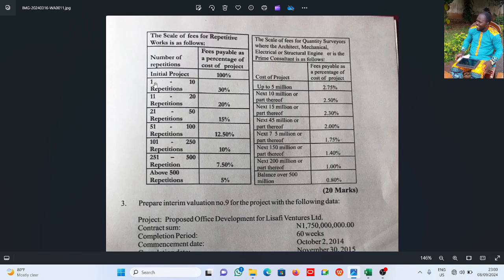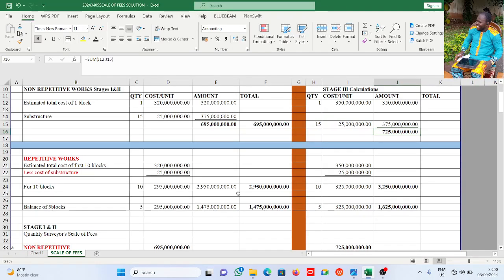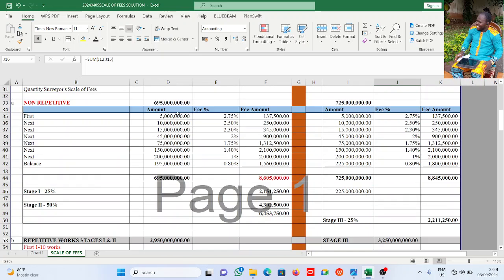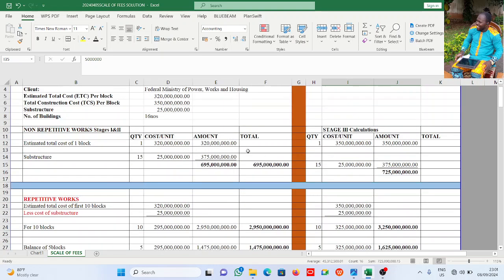The next 1 to 10 repetition is 30%, then 11 to 20 repetitions. Basically, what we're doing here is we want to determine the fees, or the amount to which these fees will be applied. That is the first stage of it. These are the fees, and they are to be applied on something. That is what we are trying to establish here for stages 1, 2 and 3.